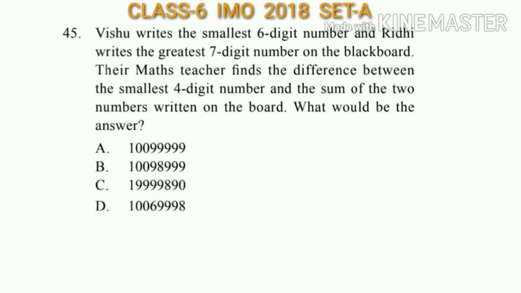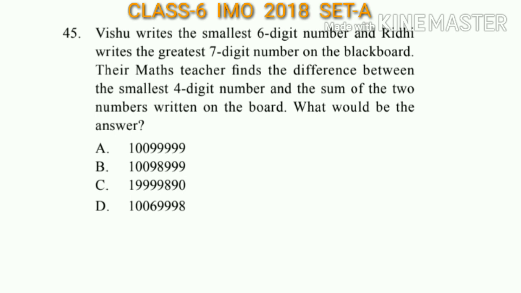Question number 45. Bisu writes the smallest 6 digit number and Riddhi writes the greatest 7 digit number on the blackboard. Their maths teacher finds the difference between the smallest 4 digit number and the sum of the two numbers written on the board. What would be the answer?